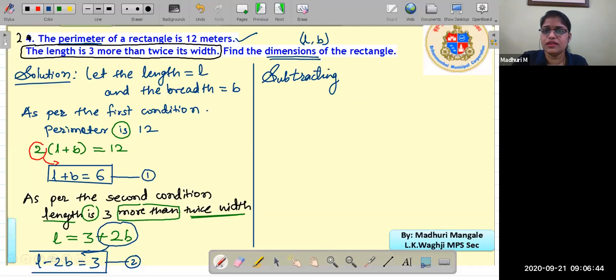Subtracting equation 2 from 1. And we write out the equations. So L plus B equals 6 and L minus 2B equals 3. We are going to subtract.